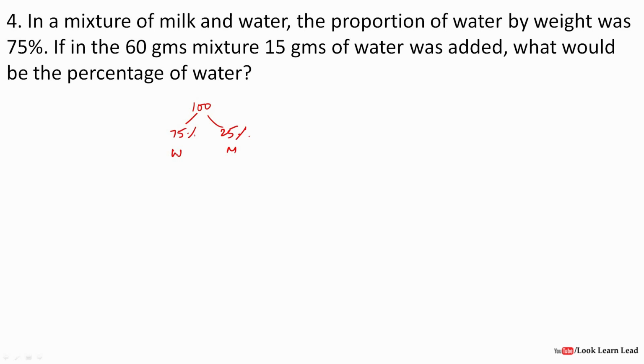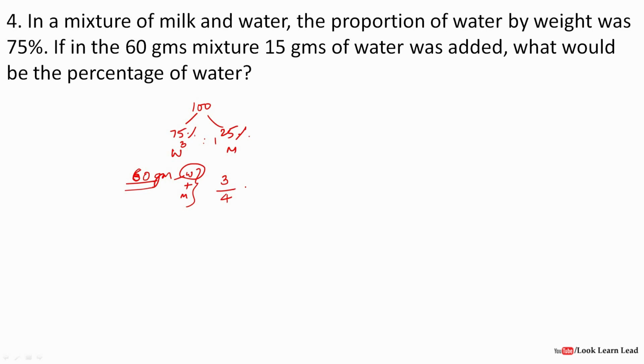So we'll calculate how much water is there in 60 gram. The mixture is 60 gram. In the 60 gram mixture, there would be some water and some milk. So we'll be calculating the water in the 60 gram mixture. It is 75% and 25%. When we cancel out, we can say the ratio is 3:1. So what is the quantity of water? It is 3 by 4.